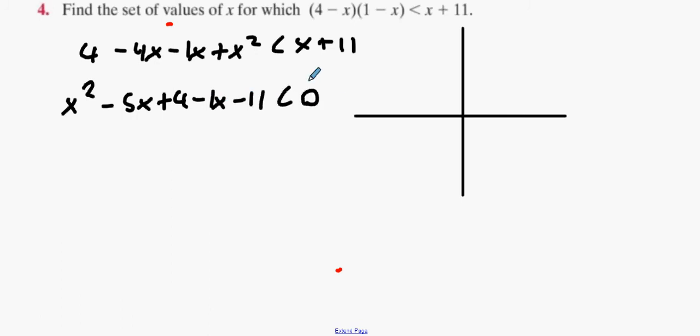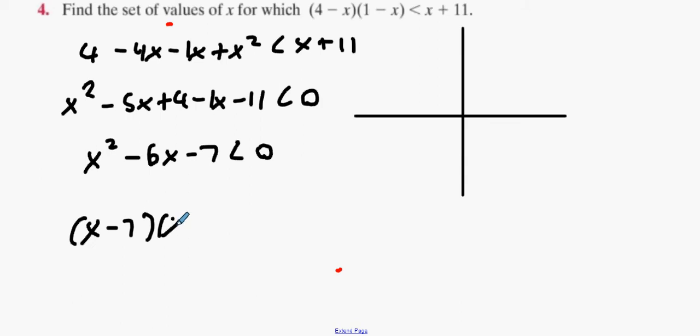We good? Next thing we're going to do is x squared minus 6x minus 7 less than 0. Solve it. It's U-shaped, isn't it? Just solve it normally, and you'll get x minus 7 and x plus 1 equals 0, x equals 7, and x equals minus 1. Minus 1 is there, 7's around there. U-shaped.